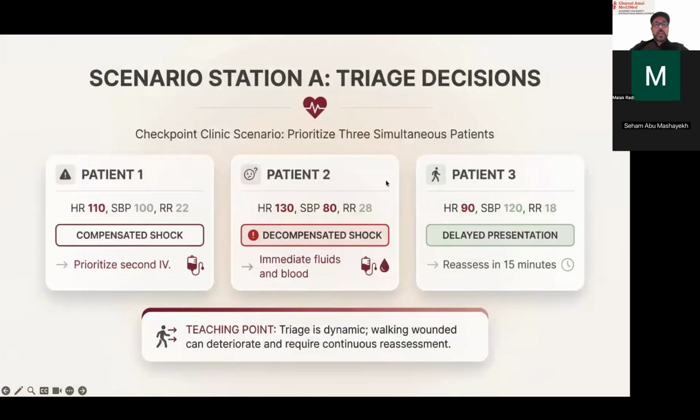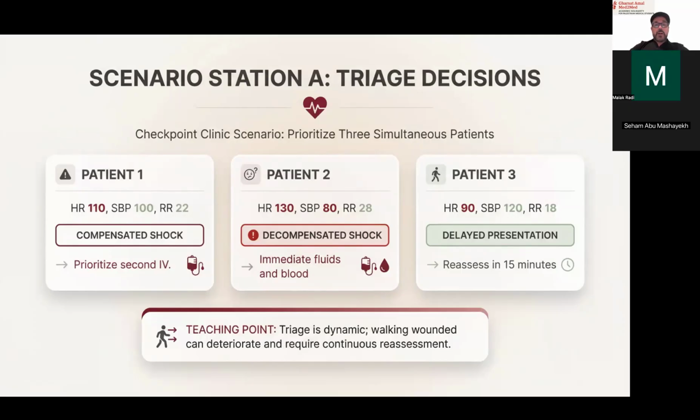So, how do you triage? What are the decisions? If you have somebody that has a high heart rate, but the blood pressure is still okay, their body is still doing the best it can to compensate for the shock. You need to prioritize making sure that they get fluids and obtaining another intravenous access. You need two IVs in case one of them drops.